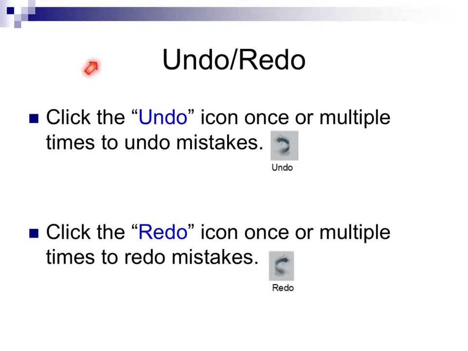What happens if you make a mistake and you didn't mean to erase something? Can you get it back? Yes, you can. You click the undo icon. You click it once and it will undo the last thing that you did, or multiple times to undo multiple mistakes. You can also click the redo icon once or multiple times to redo mistakes. In other words, just play with it, put something on there, and click both of these and see what happens.